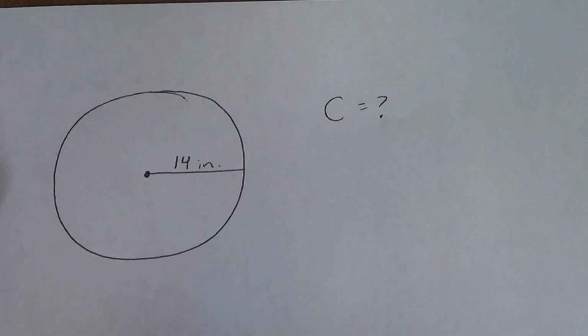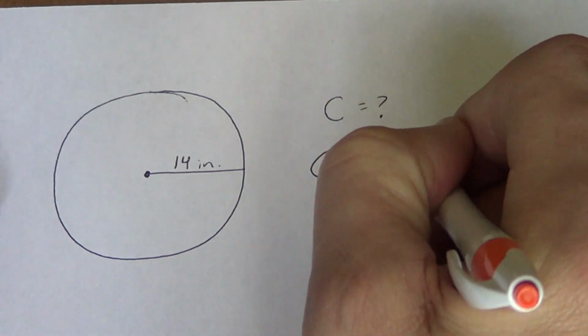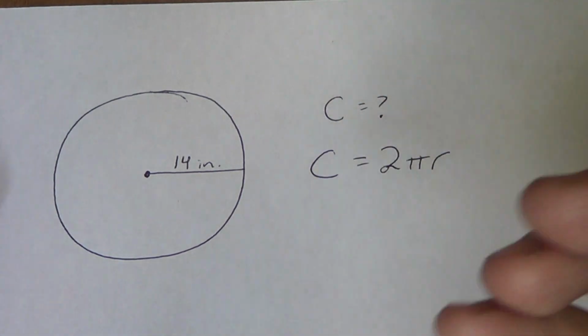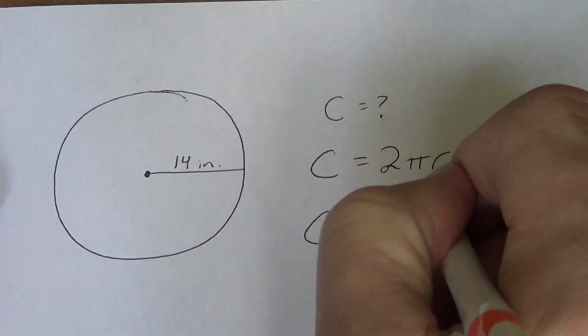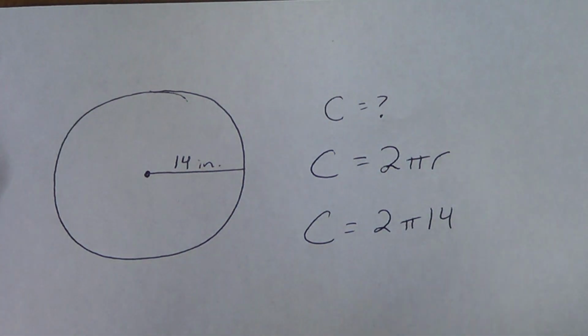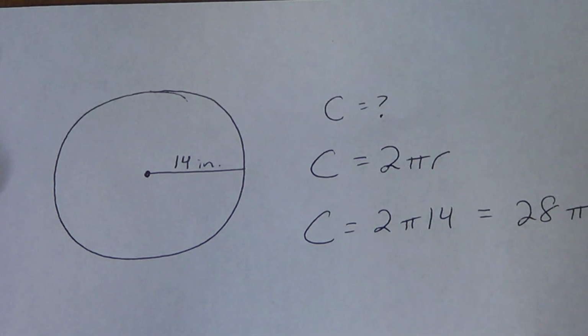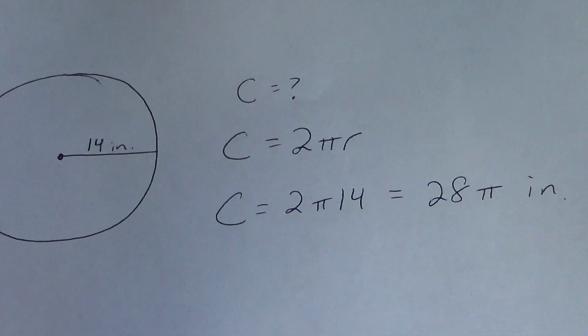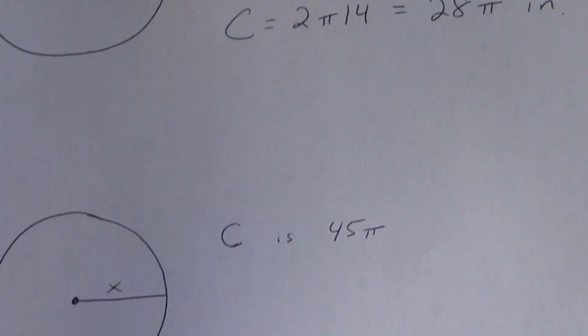the circumference. That's what C stands for. All right, so our formula, circumference equals 2 pi r. So this is going to be a pretty easy one. So 2 pi 14. 2 times 14 is 28 pi inches, done. All right, that's it. Very, very simple. Next one's a little harder.